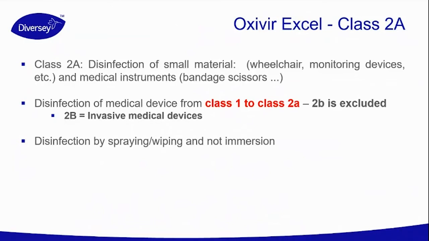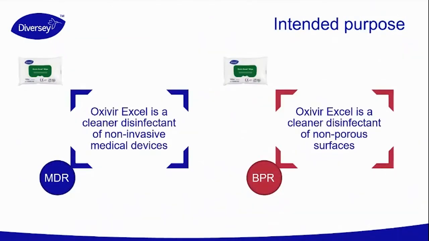So we have two intended purposes for Oxyver White, for example. In the previous training module, we discussed the biocidal product regulation, the BPR, which is linked to one of the intended purposes of Oxyver. So Oxyver is a cleaner disinfectant of non-porous surfaces, and that falls under the BPR bucket. And Oxyver is also a cleaner disinfectant of non-invasive medical devices, which falls under the MDD MDR bucket.